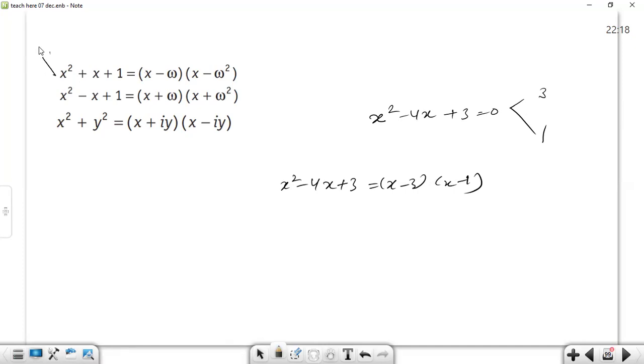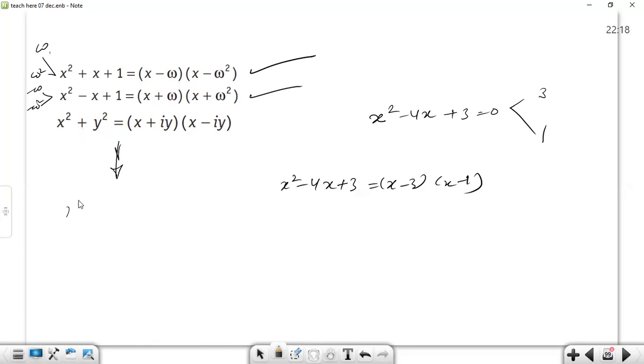And similarly, its roots are omega and omega square, so this can be written as x minus omega and x minus omega square. If its roots are minus omega and minus omega square, it can be written as x plus omega into x plus omega square. Clear? Any doubts, anyone? Are these two expressions clear? Yes, sir. Now let's come to the third property.